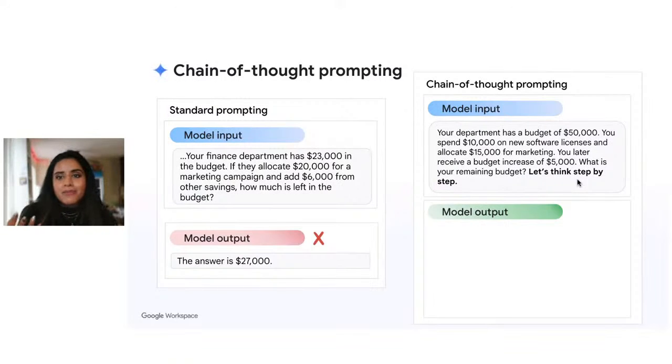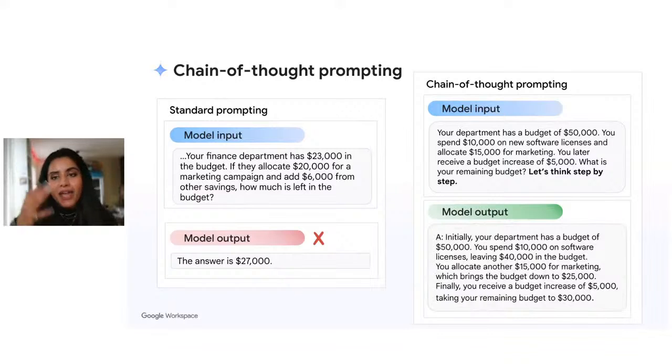It's very simplified words, but it has very deep scientific meaning behind it. The minute you add these words, it tells the model to not just give out an answer. It has to give a detailed step by step explanation of how it reached the answer. So if we take a look at the output when we ran it through chain of thought prompting, we can see that it didn't just give an answer. It told us the mathematical steps it took. So initially, your department had a budget of $50,000. You spend that 10,000, you're left with 40,000. You allocate another 15,000, and now you're left with 30,000. And that's a correct answer. So when you ask a model to explain its chain of thought, the answer is usually right.